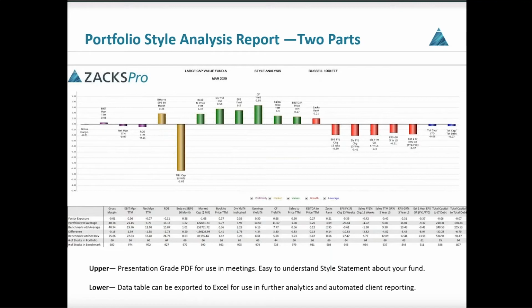In the lower part is a data table that has all of the raw data used to calculate each style exposure. You're going to see the portfolio average, you're going to see the benchmark average, you're going to see the market or benchmark standard deviation, all used to come up and calculate the style exposure. You also have the number of stocks in the fund and the benchmark that actually have each particular factor, so you understand the completeness or incompleteness of a factor within your analysis. And that bottom table is in Excel, so it's very easy to export and to include in your own custom analysis and any kind of automated client reporting.